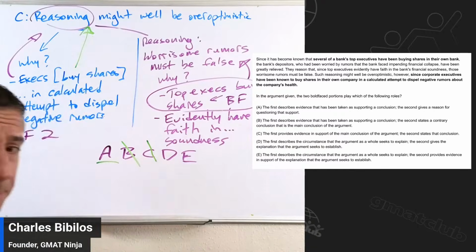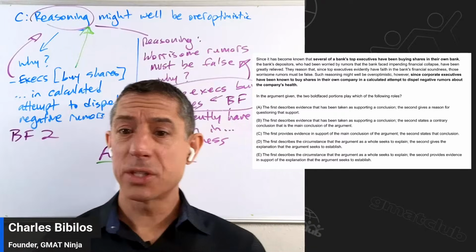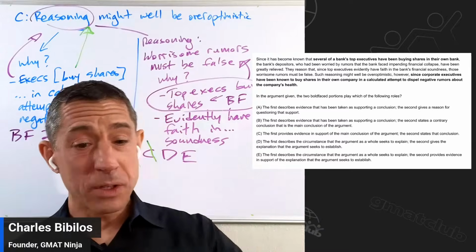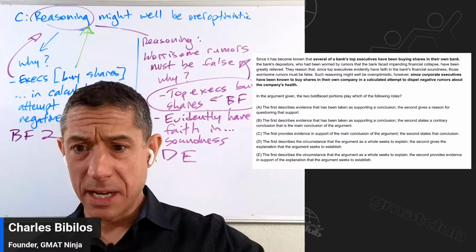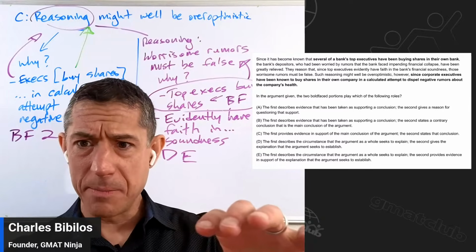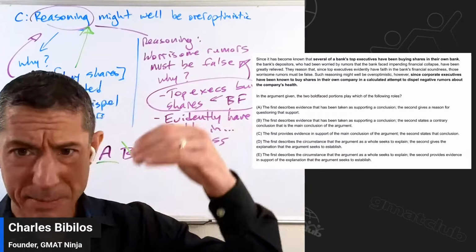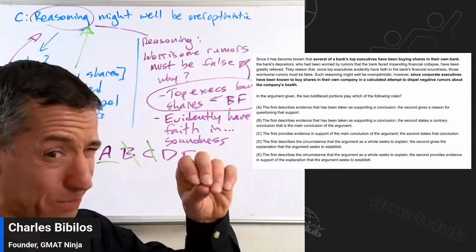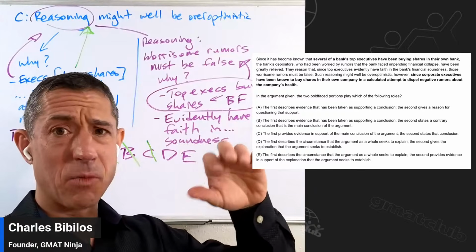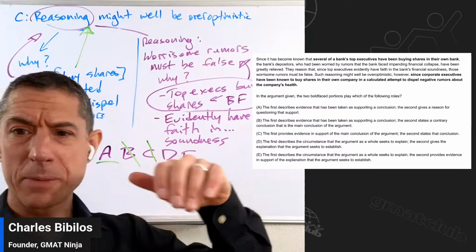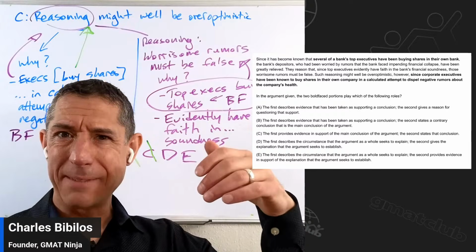D, the first describes a circumstance that the argument as a whole seeks to explain. This is tempting for a lot of people. I see a lot of people choose this one. Seeing a lot of people in the live group. Not that many, actually, which is interesting. But some of you guys are picking it. Statistically, I think this is the most popular wrong answer, and I think by a lot, if memory serves. The circumstance the argument as a whole seeks to explain.